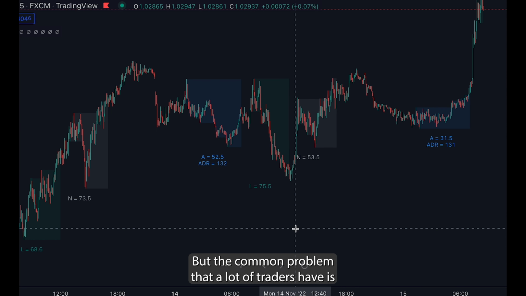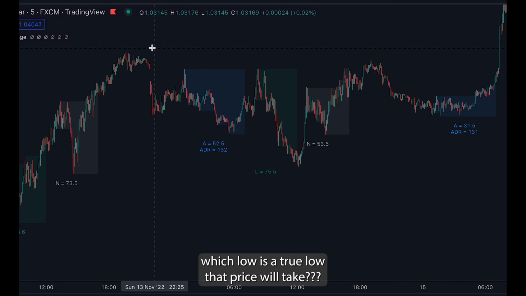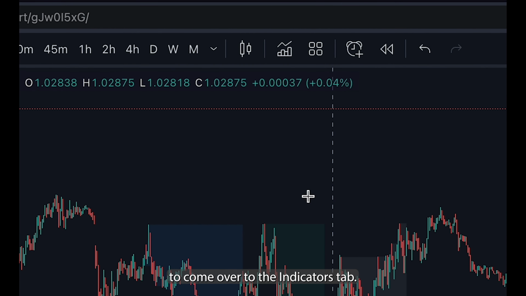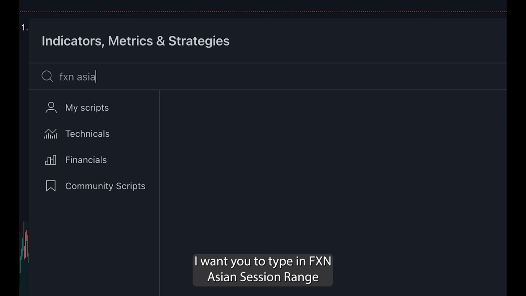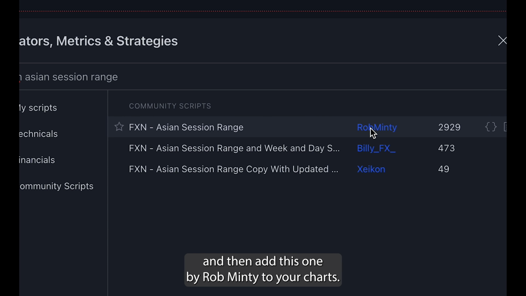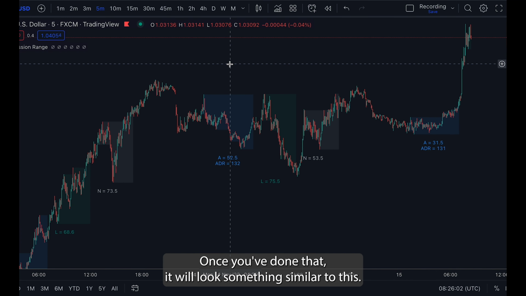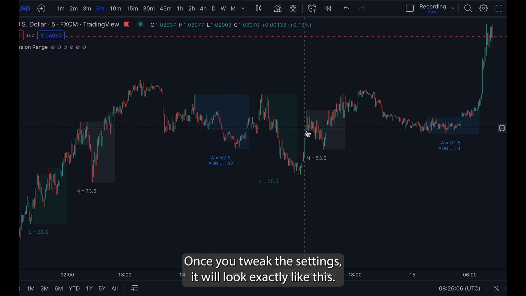But the common problem that a lot of traders have is which low is a true low that price will take. The first thing I want you to do is come over to the indicators tab. Type in FXN Asian session range, and add this one by Rob Minty to your charts. Once you've done that, it will look something similar to this. Once you tweak the settings, it will look exactly like this.